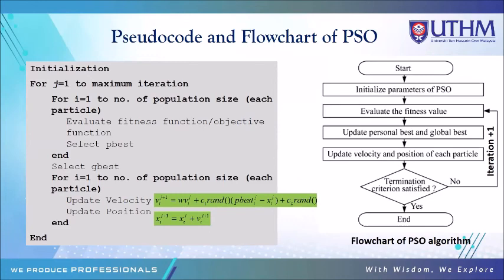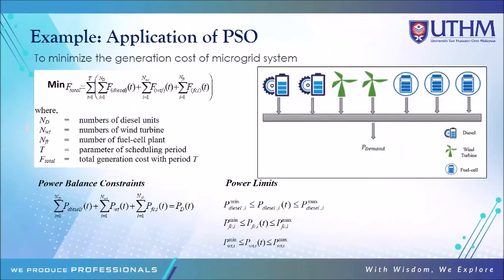Okay, Dr. Mano, there is another question from the participant. If the objective function is multi-objective, how can we apply it in PSO? Okay, let's say we have a multi-objective problem. First of all, we have to clearly define the objectives. For example, objective number one is to minimize the cost. And objective number two is to minimize the emission.